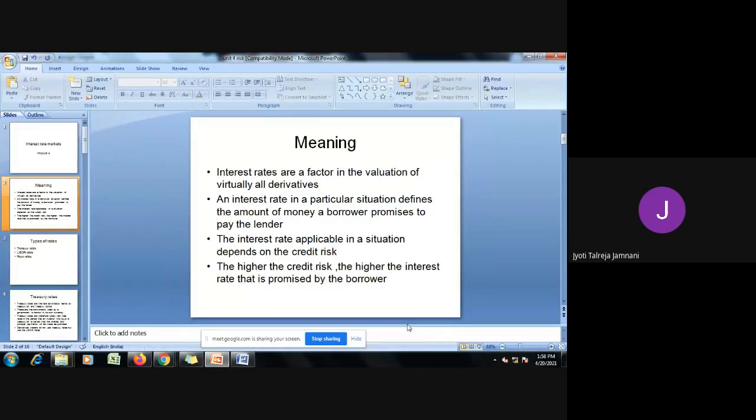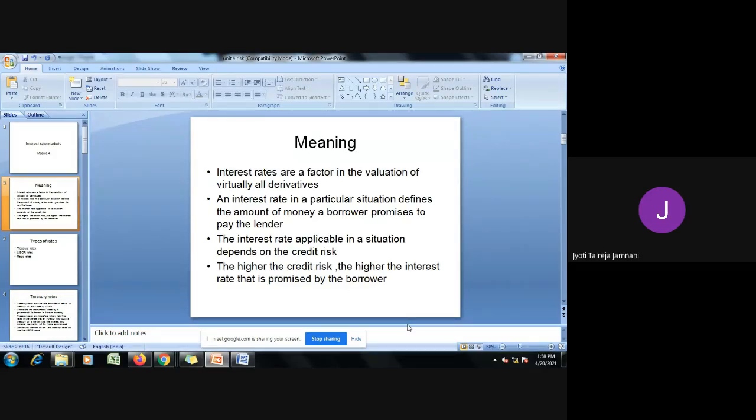An interest rate in a particular situation defines the amount of money a borrower promises to pay the lender. So here we are getting to know how much money as a form of interest a borrower has to pay to the lender. The interest rate applicable in a situation depends on the credit risk. If the loan is very risky, the interest rate will be very high. But if the loan is less risky, the interest rate will be low.